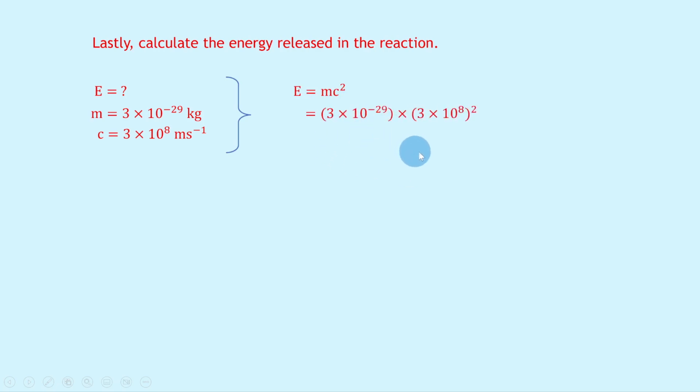Lastly, we want to calculate the energy released in the reaction. So we're trying to find the energy E. We note the lost mass m is 3 times 10 to the minus 29 kilograms, and the speed of light c is 3 times 10 to the 8 meters per second. Writing down our equation, we have E equals mc squared. Substituting in the numbers gives 3 times 10 to the minus 29 times 3 times 10 to the 8 squared, and putting that into your calculator, not forgetting to square the speed, should give you an answer of 2.7 times 10 to the minus 12 joules.